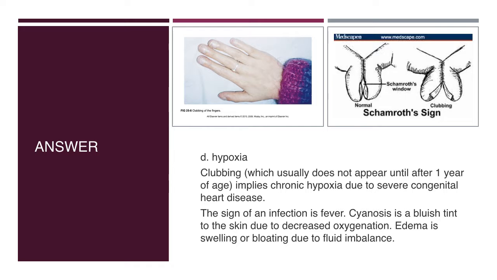Clubbing usually doesn't appear until after a year of age, and it implies chronic hypoxia due to severe congenital heart disease or a lung disorder. The sign of infection is fever. Cyanosis is that bluish tint that's due to decreased oxygenation, and edema is swelling or bloating due to fluid imbalance.